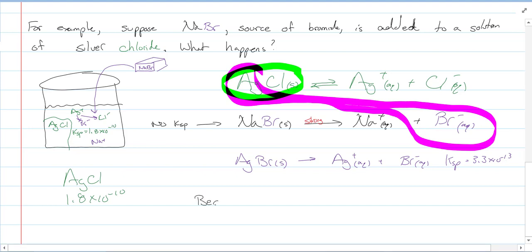Because AgBr, silver bromide, is less soluble, smaller KSP, it should precipitate.